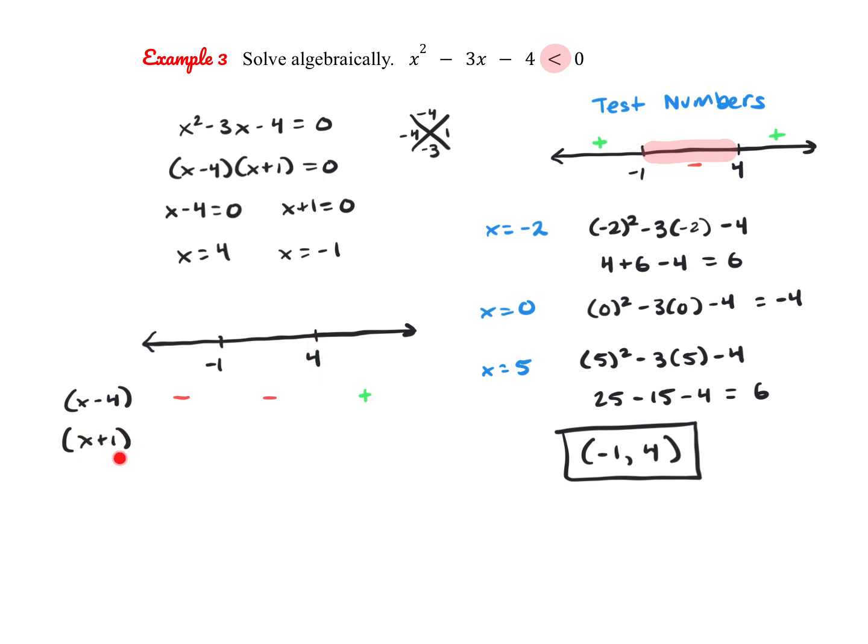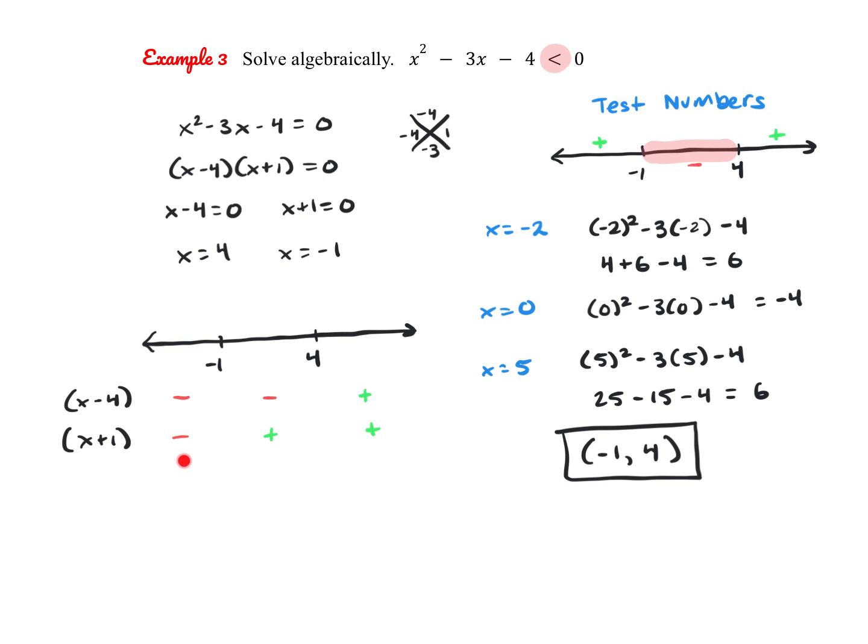So kind of same process for this factor of x plus 1. I know that anything to the left of -1, it will be negative, but any number larger than that, like 0, 1, 2, 3, 4, 5, 6, those will all be positive. So this factor is positive to the right of -1. And then I just need to look at the product of those signs.